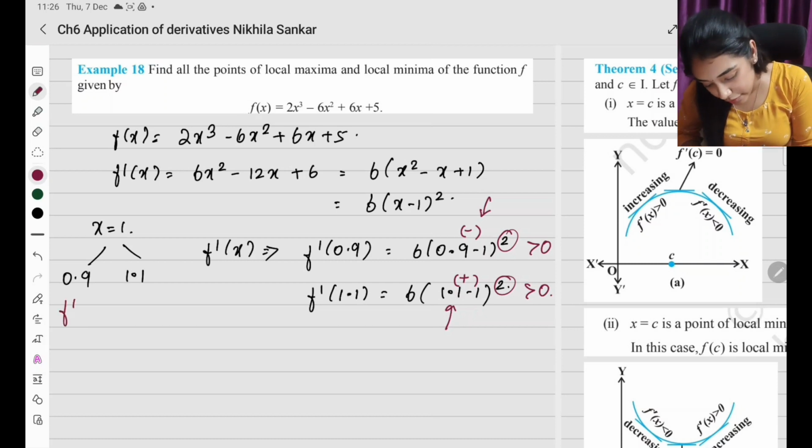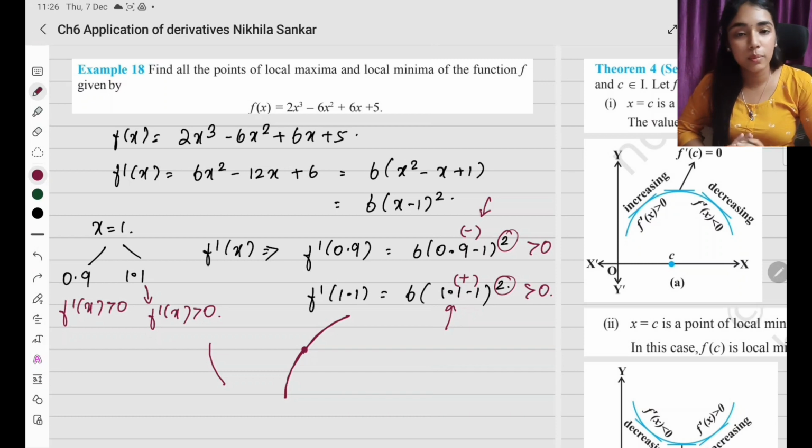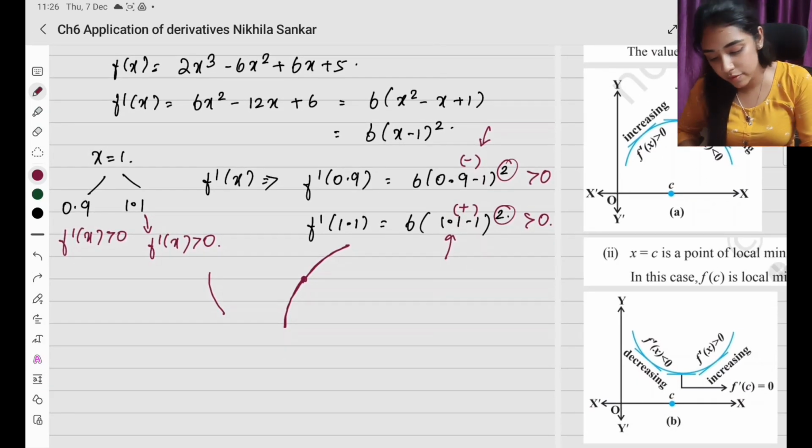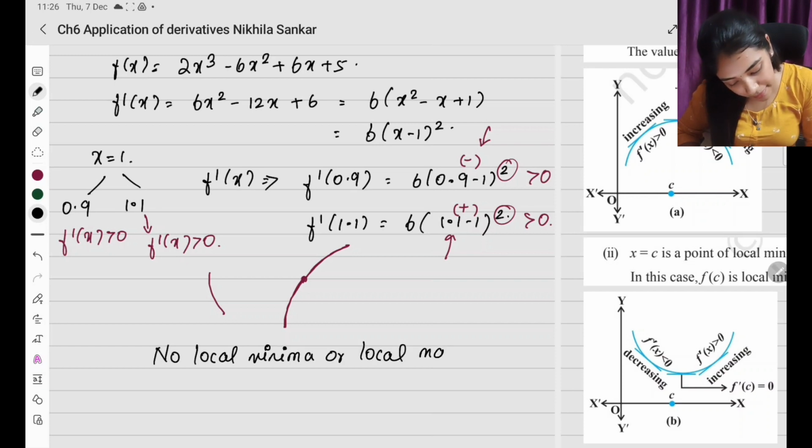So on the left, f dash of x is greater than 0 and on the right, f dash of x is greater than 0, which means it is not decreasing at all. It is only increasing all the time. If point C is here, it is only increasing and going like that. It is not coming down, which means this is not the point of local minima or the point of local maxima. Understood? So there is no local minima or local maxima for this question.